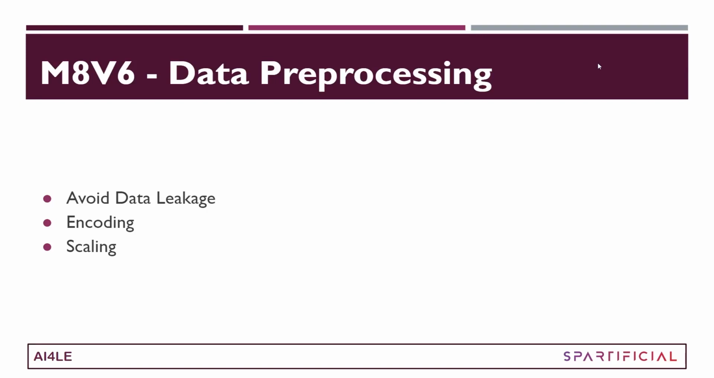Hello guys, welcome to the sixth video of Module 8, and here we are going to perform the data pre-processing on the training and testing data separately. I'll be showing you how exactly you can avoid the data leakage that we had talked about in the previous video. We'll be implementing two of the main data pre-processing steps, that is the encoding part and then the scaling part. Which type of encoding, which type of scaling, that's something that we'll be looking into in this video. So let's get started.